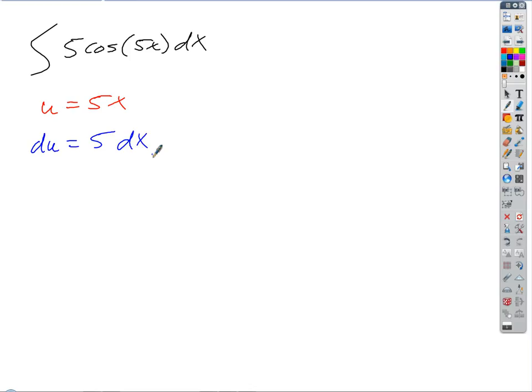So now can we make our substitution? Well, yeah, we can, because look, here's our u, and here's our du. It's sort of split up, but who cares? Multiplication is associative and commutative. We don't have to multiply things in order. 5 times dx in any order is still du, right? So this whole thing then just becomes the integral of cosine of u du. What's the antiderivative of cosine u du?